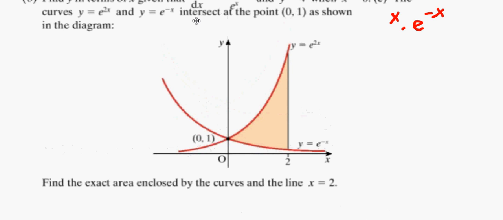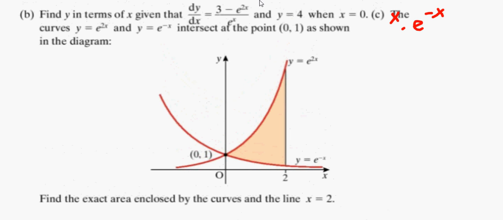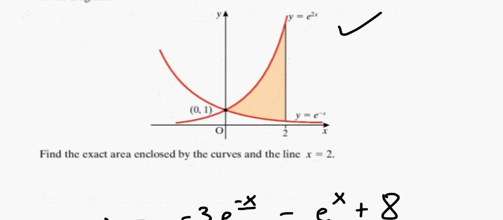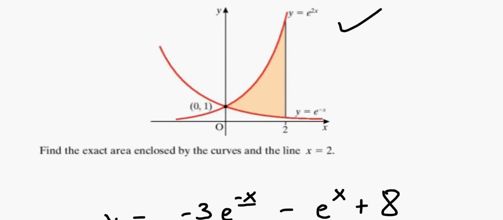The part I missed was: the curves e to 2x, e to minus x, intercept at points 0, 1 as shown in the diagram. Find the exact area. So I'm just finding this area. Looking at this, it's probably the easiest question we've done in a while. Okay, thank God. So, next, I don't need any of this.